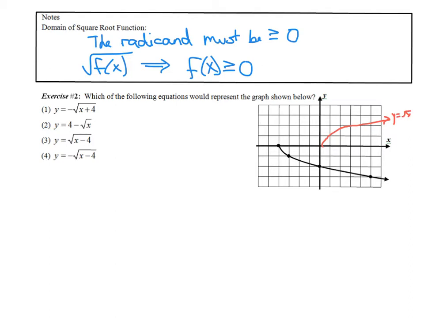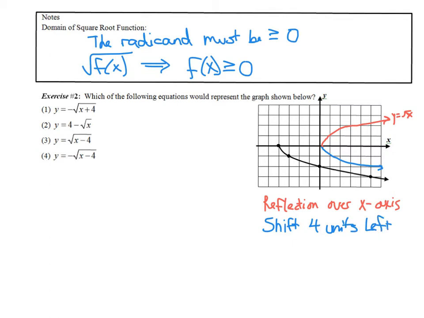I want to know what I have done to the parent function to get the graph that I've got right here. Well, the first thing I can notice is that I can take my graph and reflect it over the x-axis. So if I do a reflection over x, that will affect my equation as well. Once I reflect it over the x-axis, then my graph will look something like this. The next thing I'm going to have to do is take that blue graph and shift it. If I count the boxes, we're going to shift it 4 units to the left.